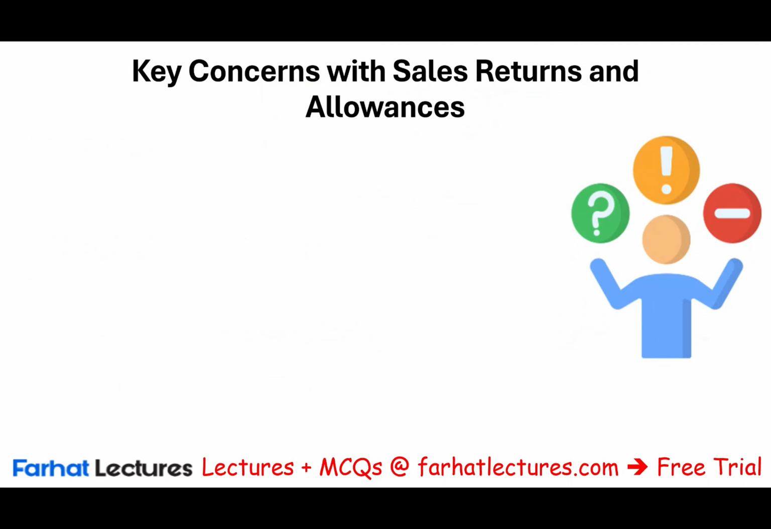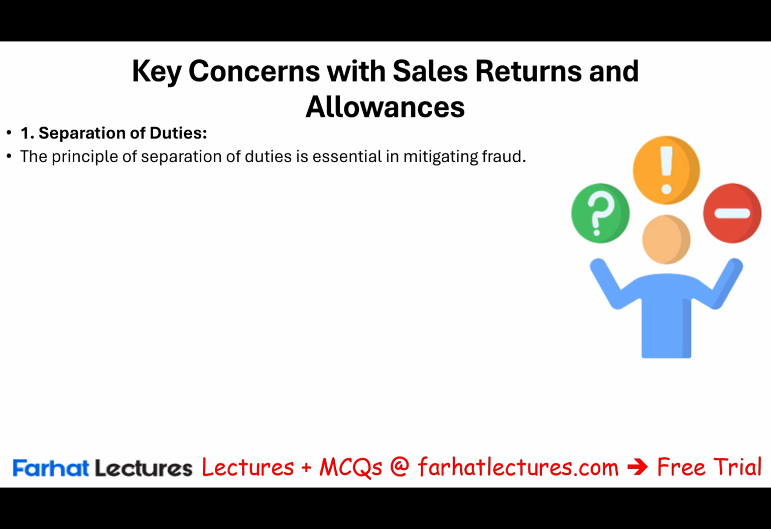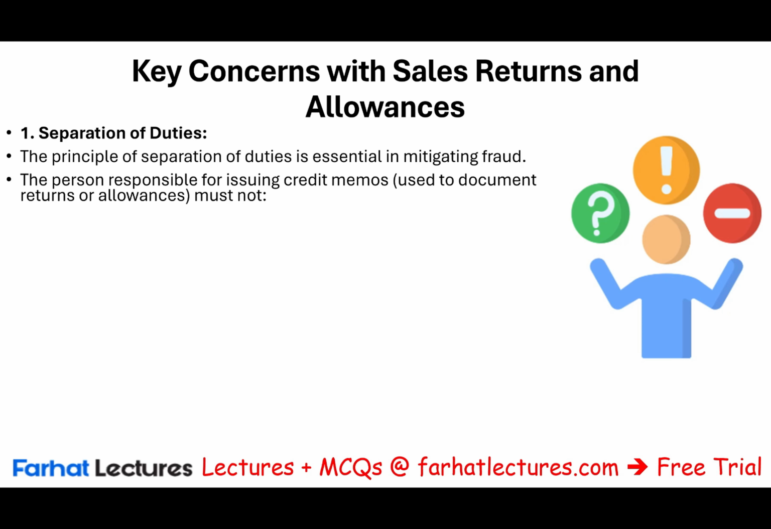What are the key concerns with sales returns and allowances? First, you want to make sure we have segregation of duties. That's always the case, or separation of duties, to mitigate risk in all cycles, and the sales returns and allowances is no different. So the person that's issuing a credit memo, what is a credit memo? When you return an item, the company will give you credit. Credit could be they could give you your money back, or they can reduce your balance. It's either or. They're giving you some sort of a credit. So the person issuing this credit memo must not handle cash or cash equivalent.